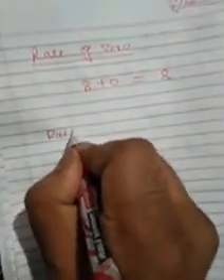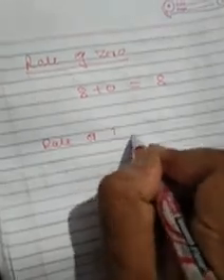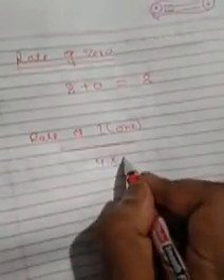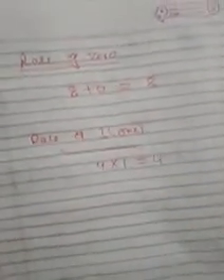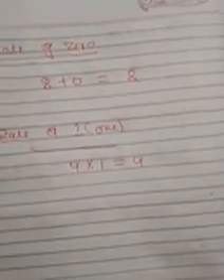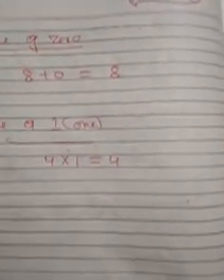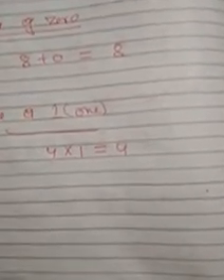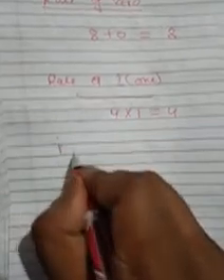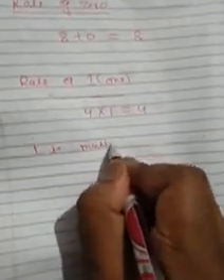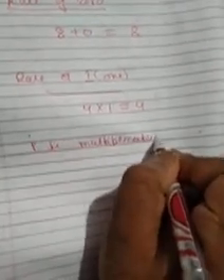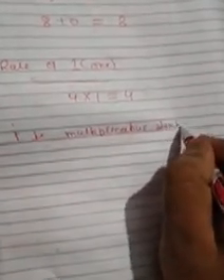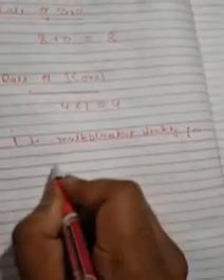Role of 1. When you multiply any number by 1, the number becomes itself. So we find that when we multiply any rational number with 1, we get back the rational number as the product. We can say 1 is the multiplicative identity for rational numbers.